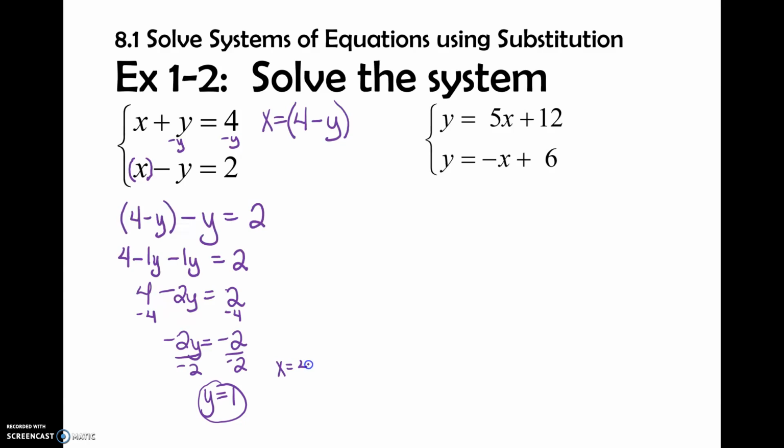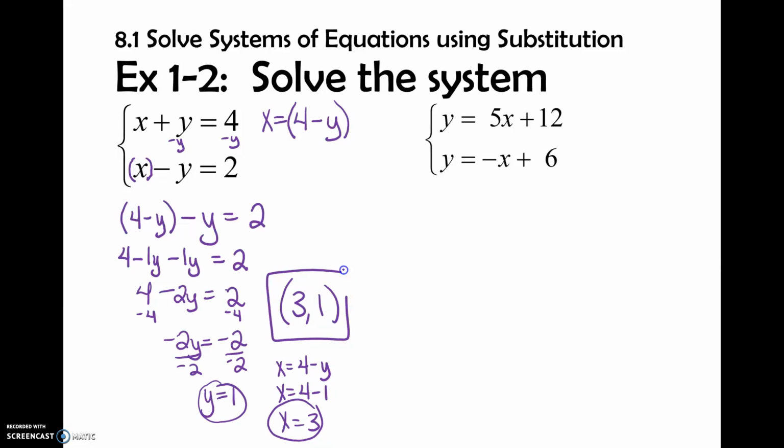Once you know that y is 1, you've got some options. You can plug that 1 into the y in the first equation, you can plug it into the y in the second equation, or you can plug it into the y in this new equation that we created. I like to do the least amount of work possible. So x equals 4 minus y. We know that y is 1. 4 minus 1 is 3. Technically, you should write your answer as an ordered pair, x first, y second. The solution for this system is the ordered pair 3, 1.